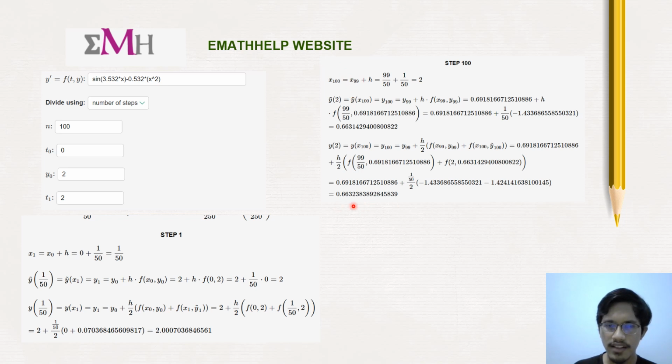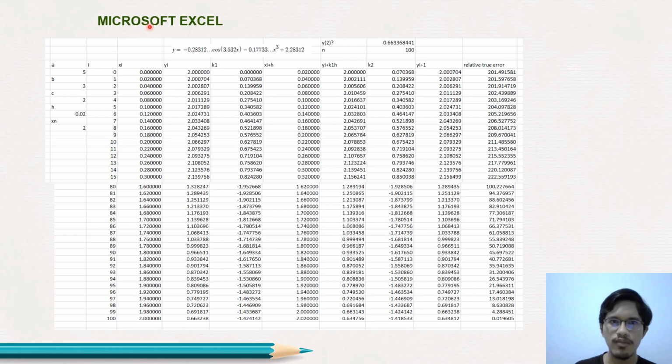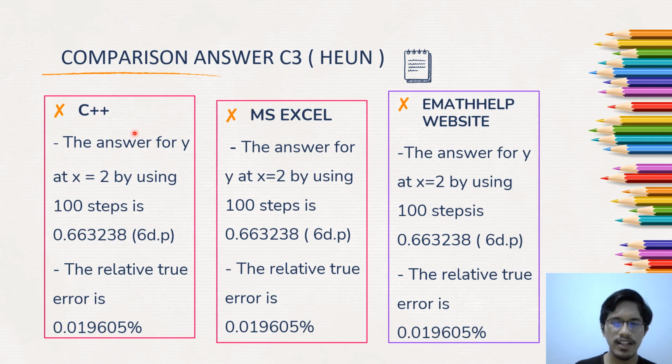I compare with the eMathHub website. Here the final answer at step 100 for Y. Also I use Microsoft Excel. It's quite long, but here the answer is 0.663238. So we compare using Heun's method.